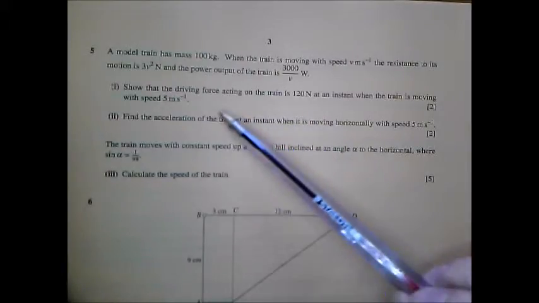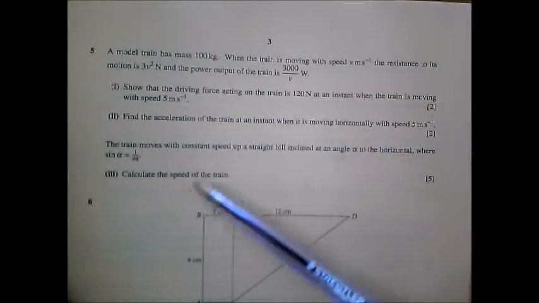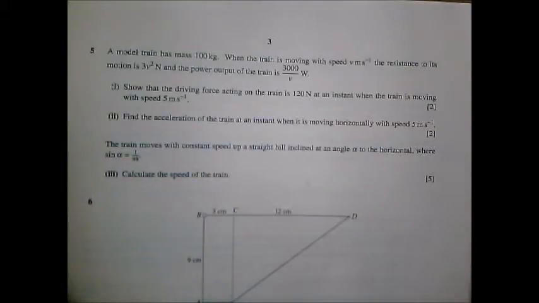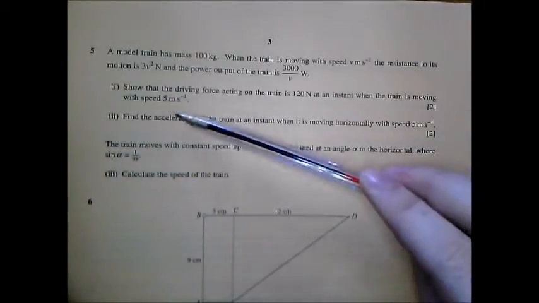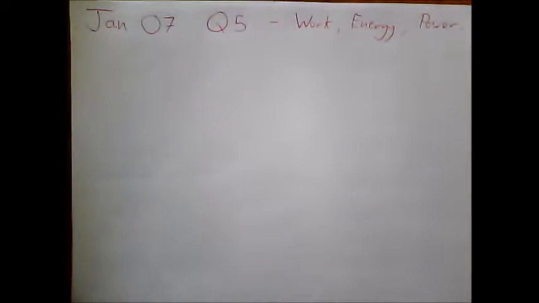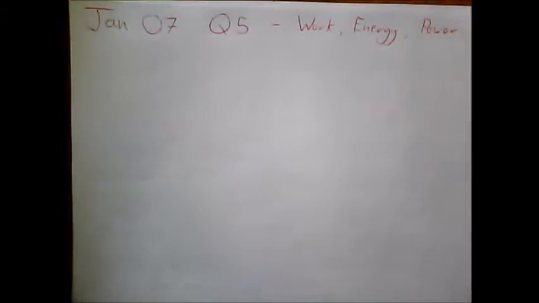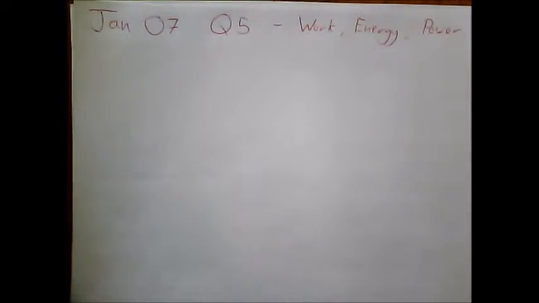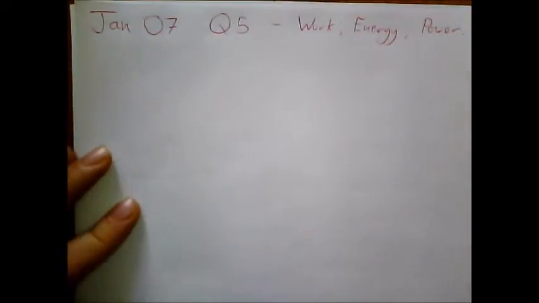So we're being told the driving force on the train is 120 newtons at a particular instant when it's moving at 5 meters per second. Okay, so we're showing this. So, slightly unusual work energy power question. I suppose this one's a little bit unique, but we just do our usual things and it should all work out well in the end.